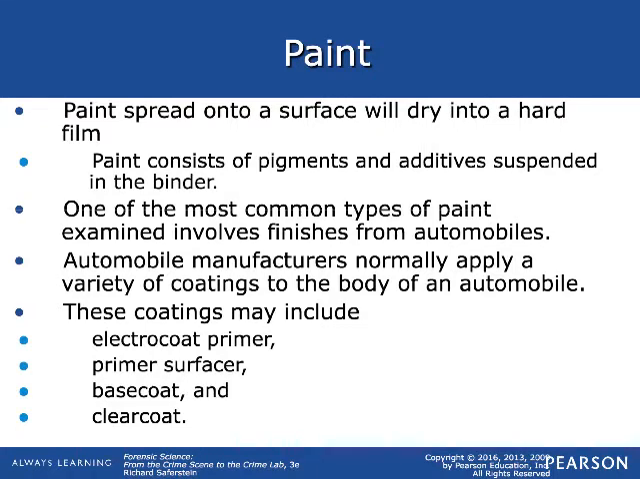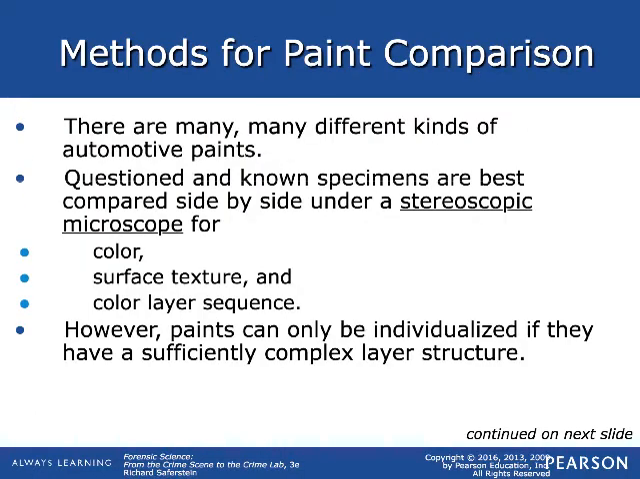the base coat. Okay, and this is what makes your car look pretty. That's when you want whatever color you want, like red or blue or whatever, and then the clear coat goes on top, and the clear coat is going to protect it. Okay, so there's lots and lots of different kinds of automotive paints.